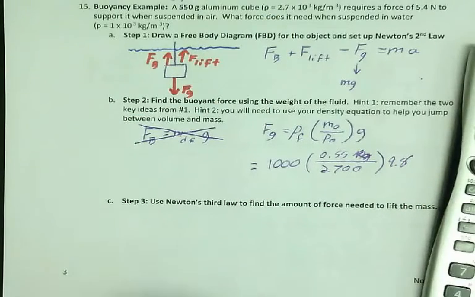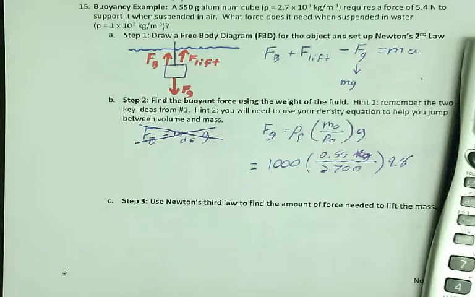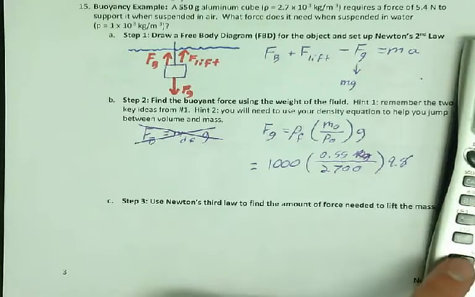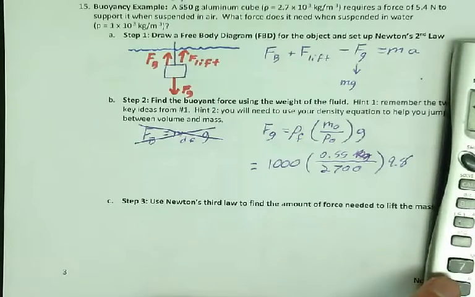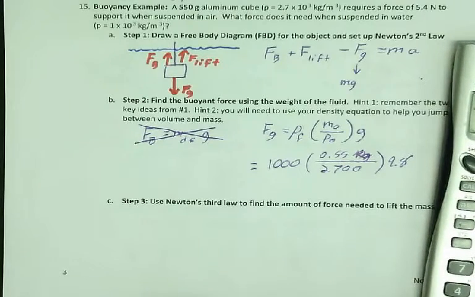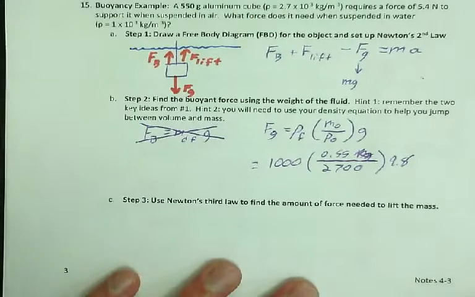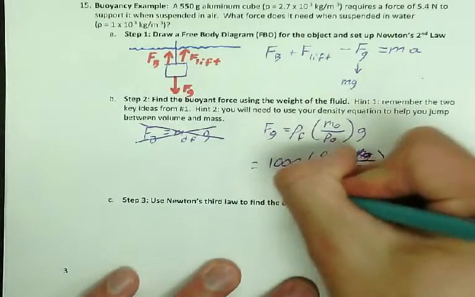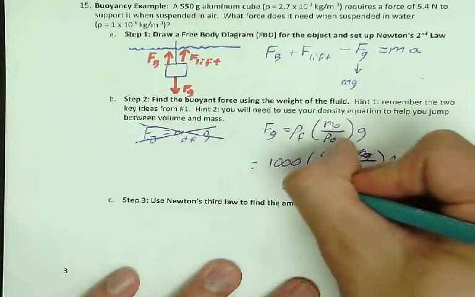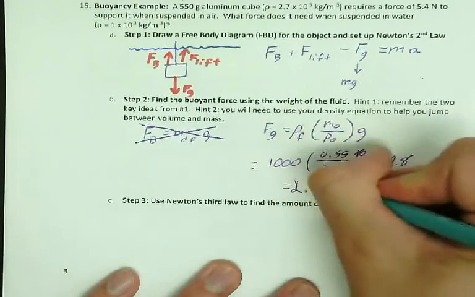So, plug them in. 1,000 times 0.55 divided by 2,700 times 9.8 gives me a buoyant force of 1.996. We'll just round it to 2.0.